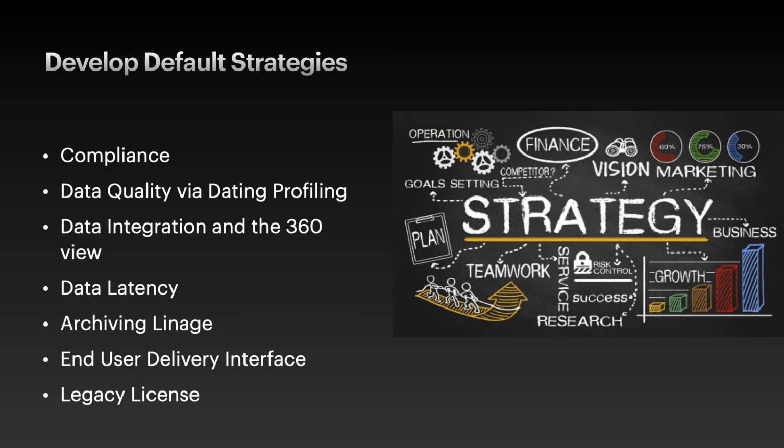Archiving and lineage: we need to make sure that data that is not being used anymore can be archived and stored for long periods of time until the data is needed again. End user delivery interface: we need to make sure that the data being handed off to the end user application is manageable in order to avoid slowing down the applications.